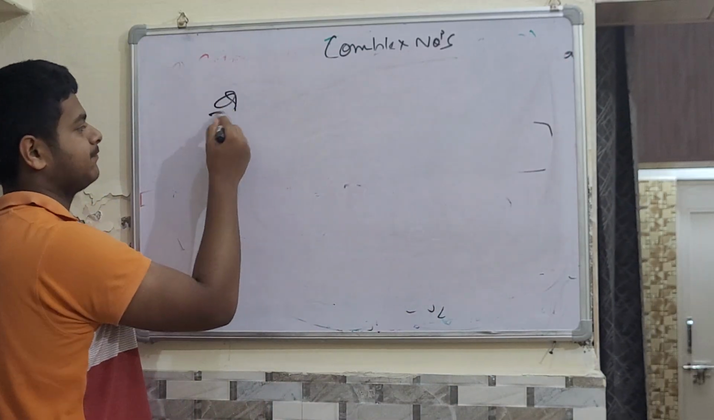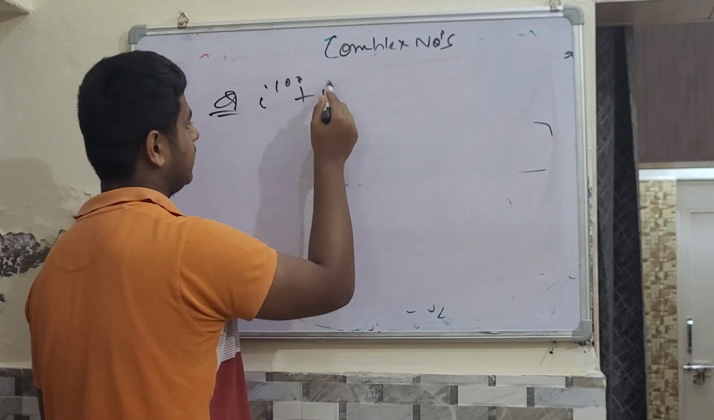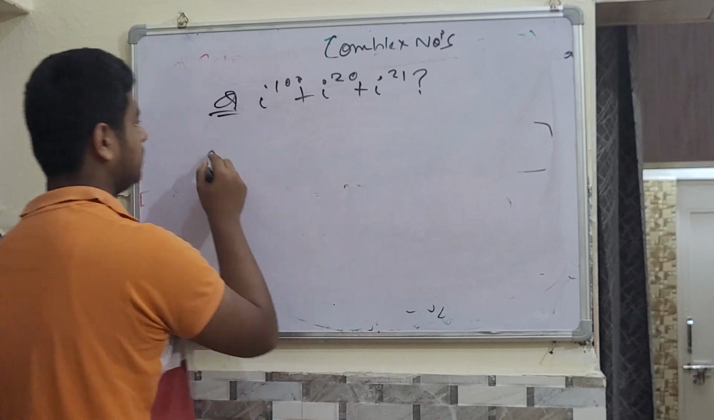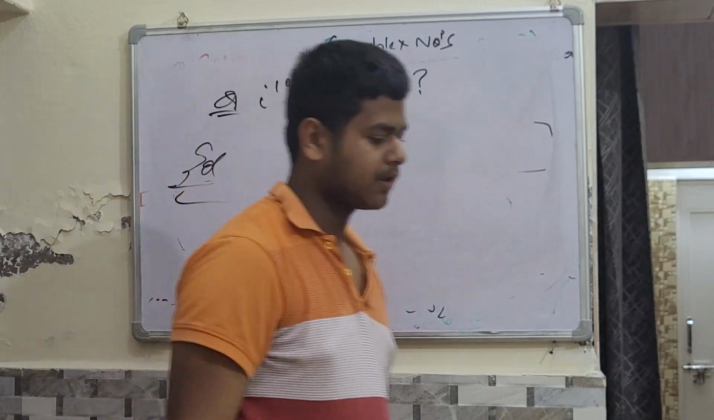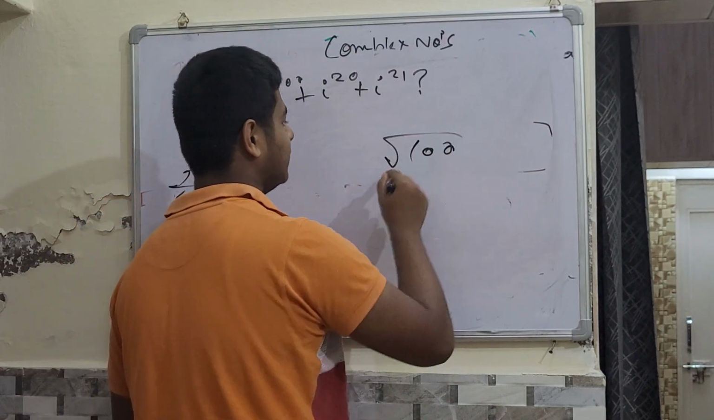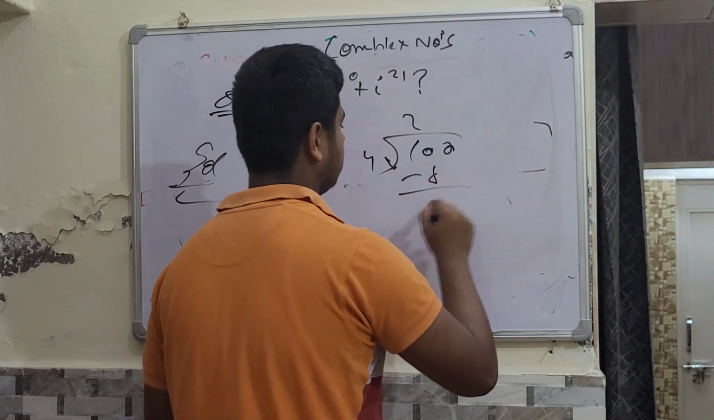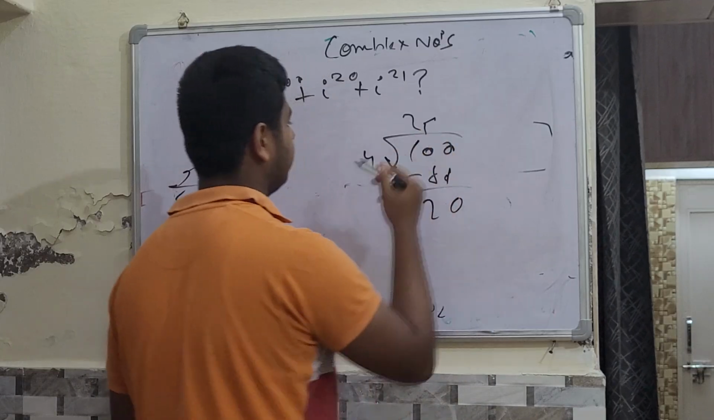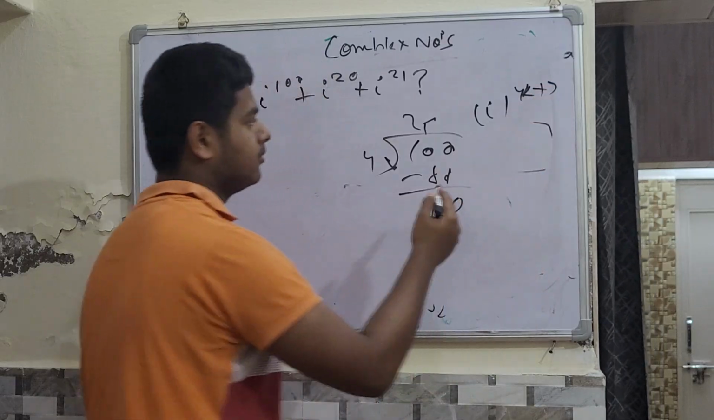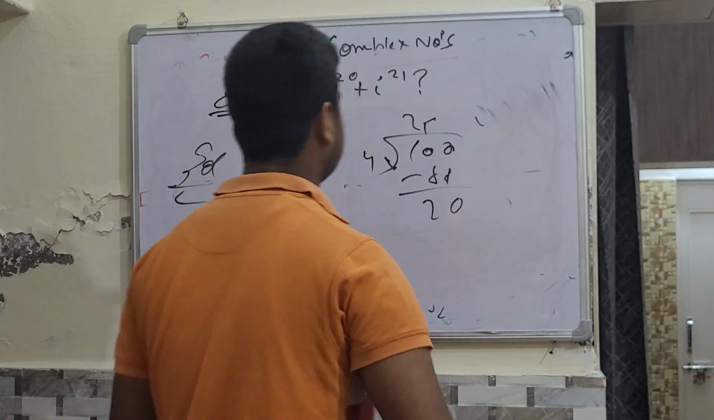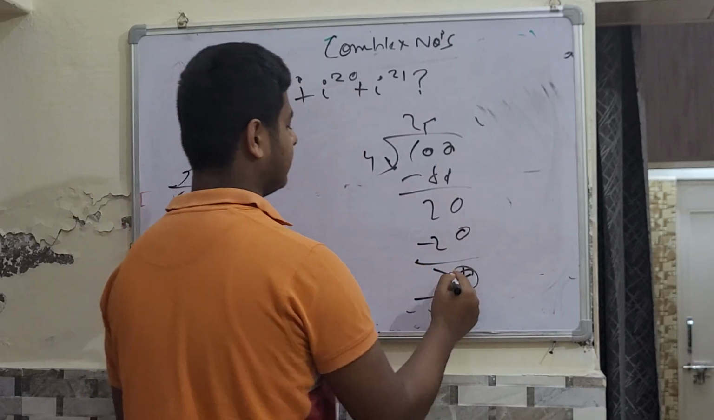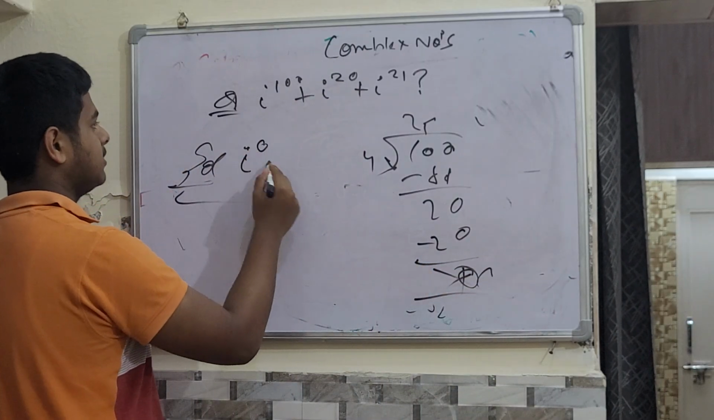Then a simple question: i to power 100 plus i to power 20 plus i to power 20. You have to solve it. Pause the video and try to solve. How to solve it? You have to divide the power by 4 because it's the general form, and check the remainder. 100 divided by 4 has remainder 0, so i to the power 0.